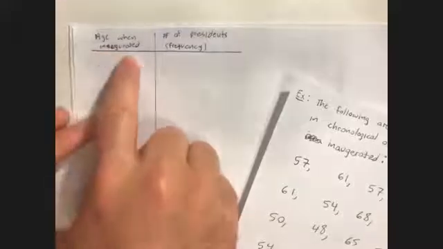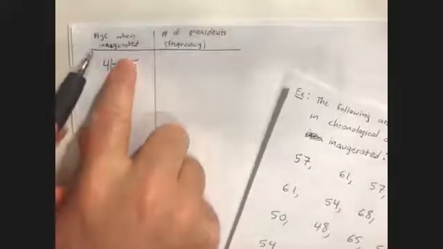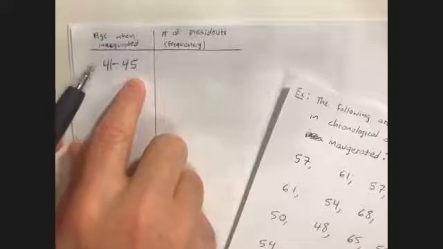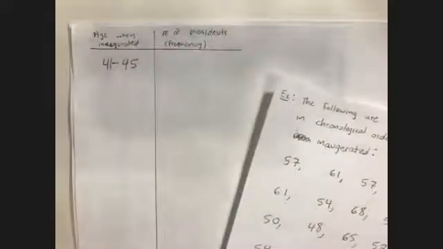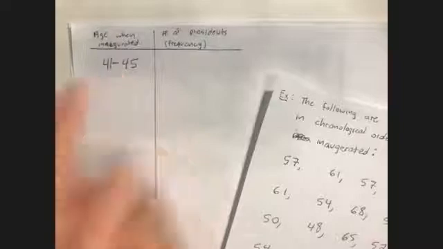All right, so they want us to do the class width. The first one is 41 through 45. Now, I went ahead and filled this out. This is going to be the age when they're inaugurated, and this will be the number of presidents. Okay, so the first class is 41 to 45.